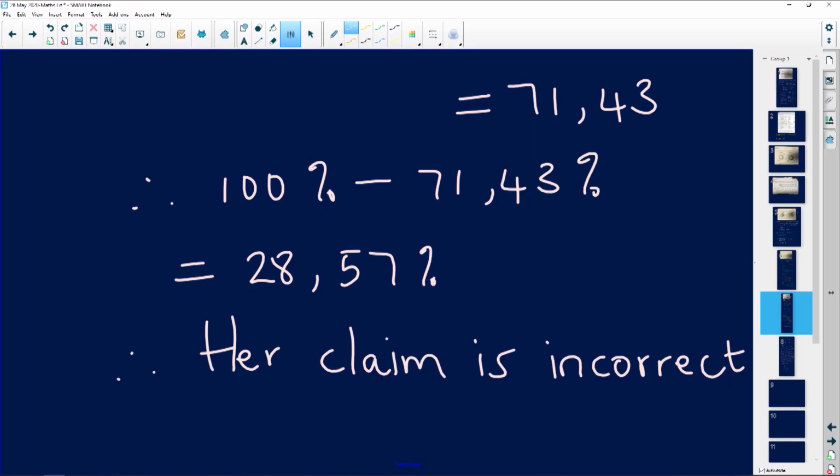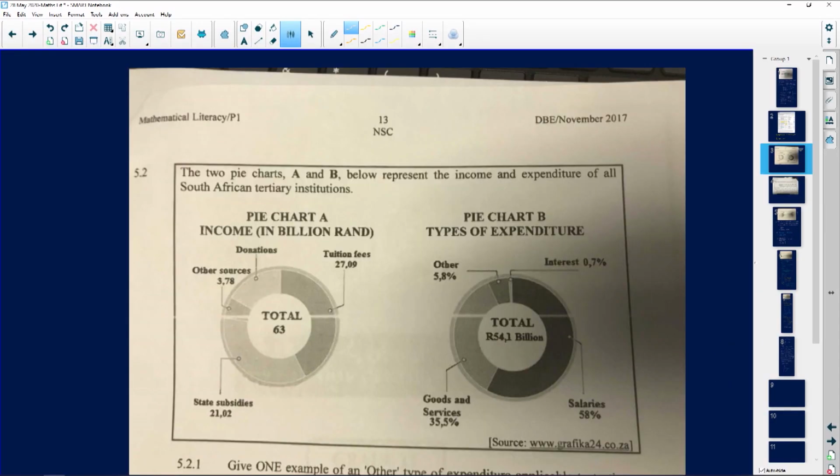So I am going to do just one more question, just one, then we are wrapping up. And in this particular question, we need to just compare these two pie charts. They told us the two pie charts, A and B, below represent the income and expenditure of the South African tertiary institutions.